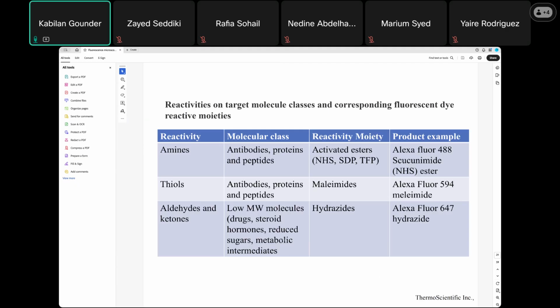Also, if you really study the low molecular weight molecules like drugs, steroids, hormones, reduced sugars, metabolic intermediates, if you wanted to study this kind of thing, you conjugate with Alexa Fluor hydrazide, which is one of the fluorophores. You can conjugate to this and study. So this just gives you an idea of how the fluorophores are conjugated with the antibodies and other components.